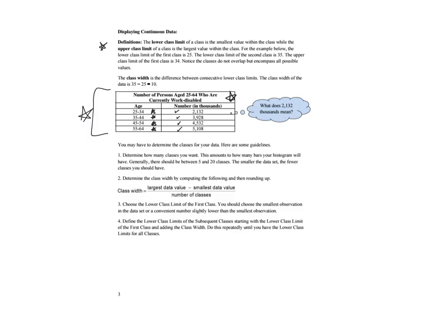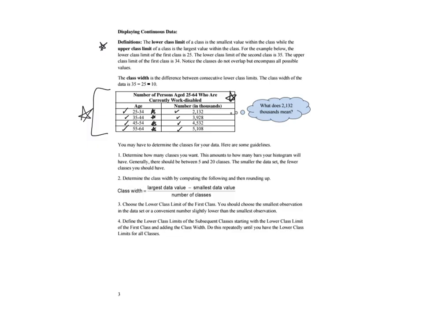So I took all the data for people who are currently work disabled from all the ages 25 to 64 and split them up into these 4 groups or classes. And so when we read these definitions up here, hopefully, you can look back down at that table and kind of understand them a little bit better.